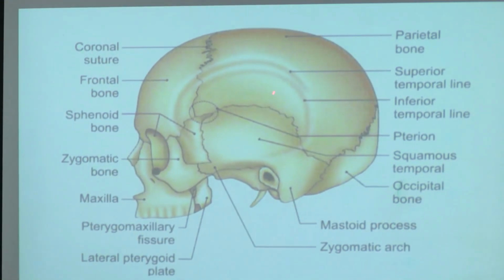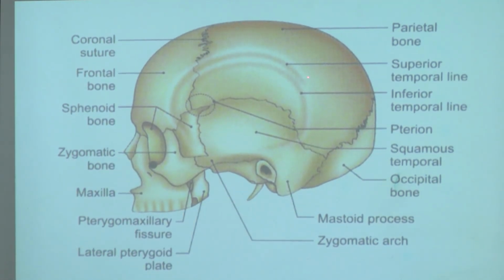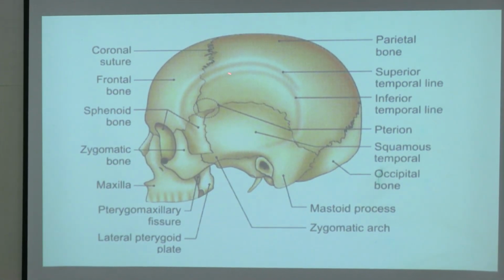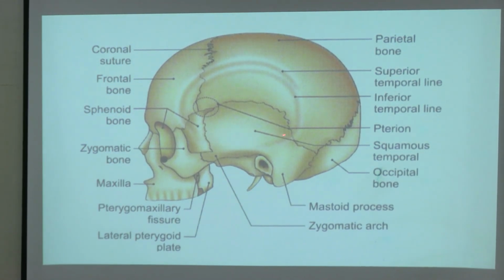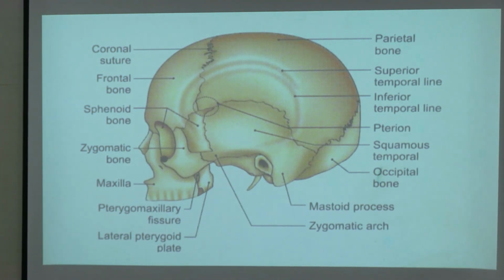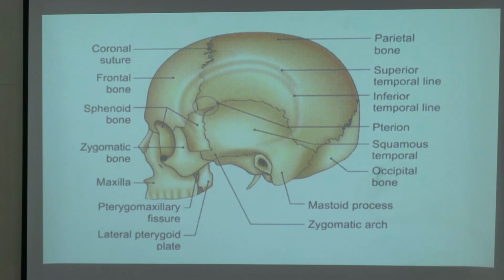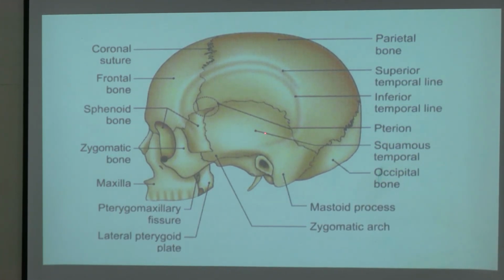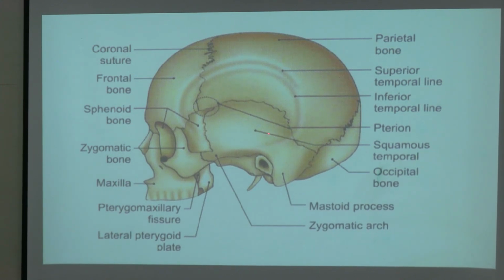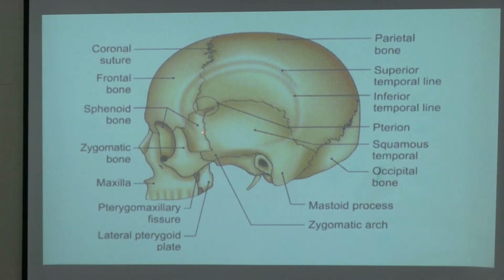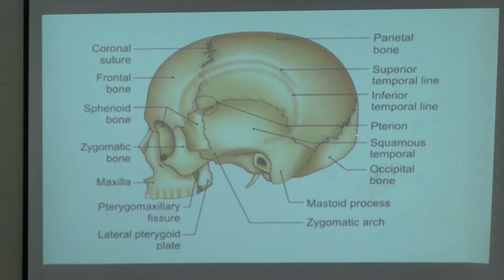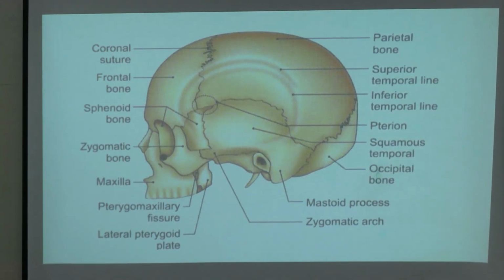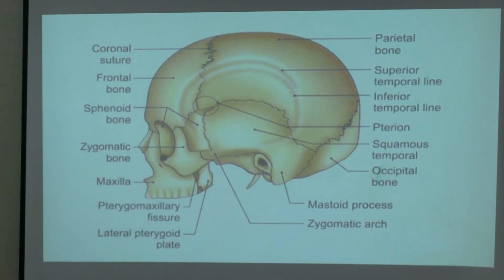Then this is your frontal bone, this is your parietal bone, and you can see here this is your superior temporal line, and the next one is your inferior temporal line. These are the lines which I was mentioning. You can see those lines in the real skull. Next we have, what is this bone? And this one, this is your occipital bone. Any doubts in this?